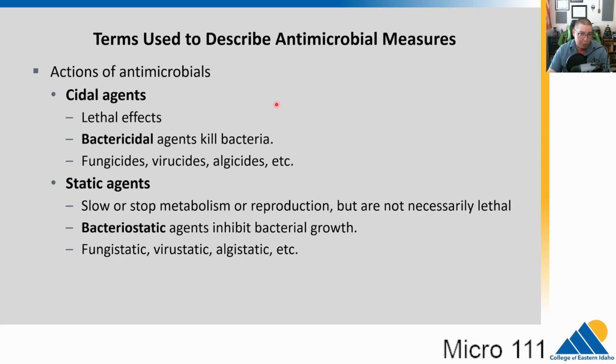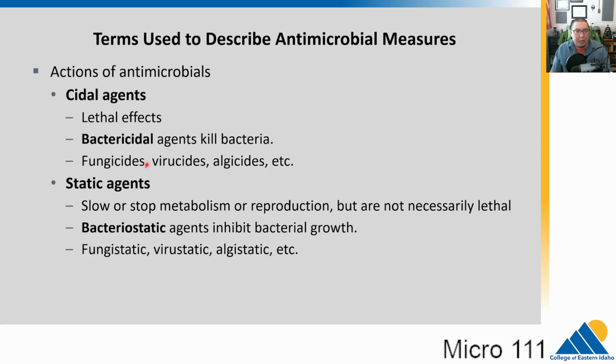We're going to talk about some terminology here, particularly focused on the actions of our antimicrobial substances. We have two classes of chemical agents here. We have cidal agents. Those have lethal effects. They will kill, prevent from reproducing whatever they're functioning on. Bactericidal things will kill bacteria. We have different terms for different things. So like fungicides will kill fungi, virucides work on viruses, etc.